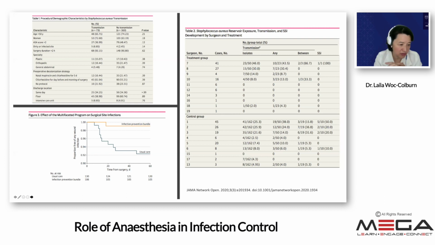And the best one is looking at figure 3, which actually shows the time from surgery from 0 to 60 days and proportion free of any wound infection. So you can see in the first 20 days, the infection prevention bundle prevented 100% of infections, and then continued to decrease to about 99% after that to 60 days, while with the usual care, you had a decrease from 1 to 0.92 of infection-free proportion.